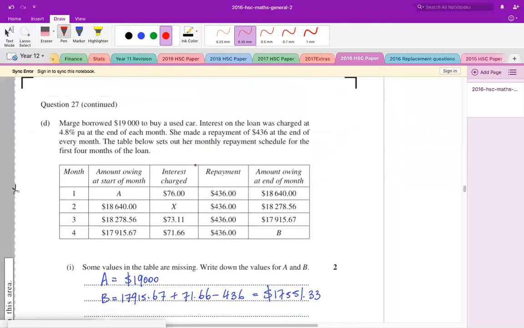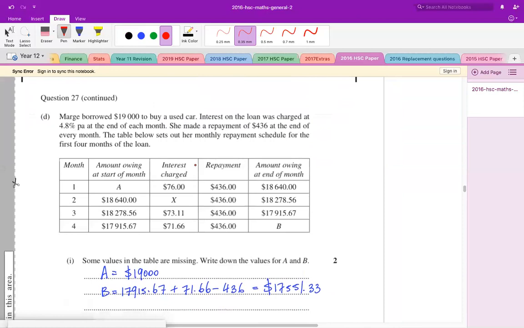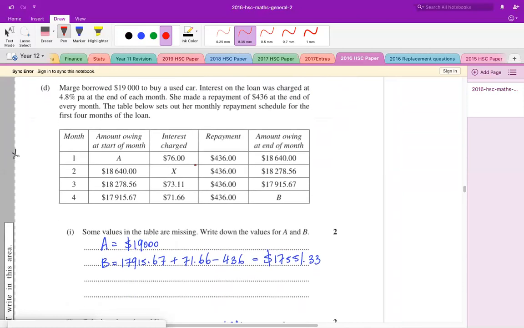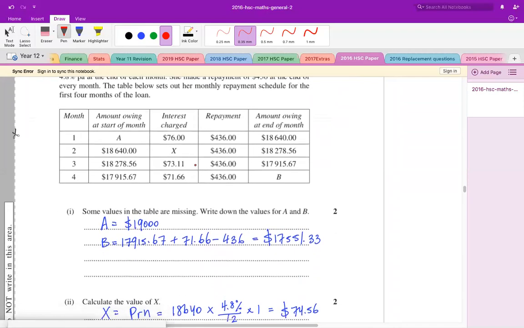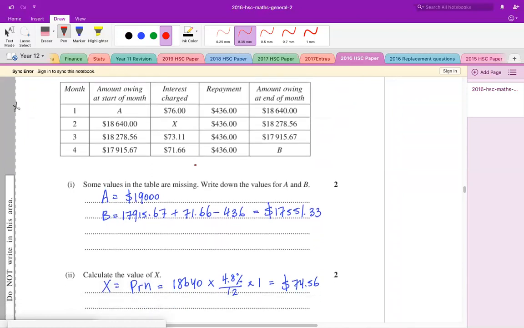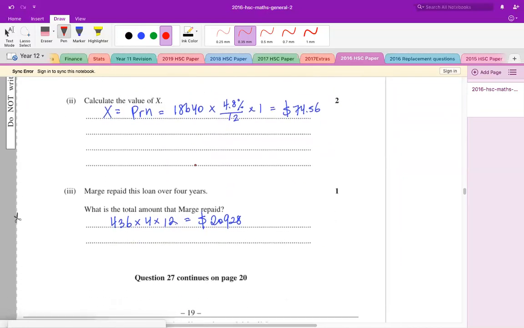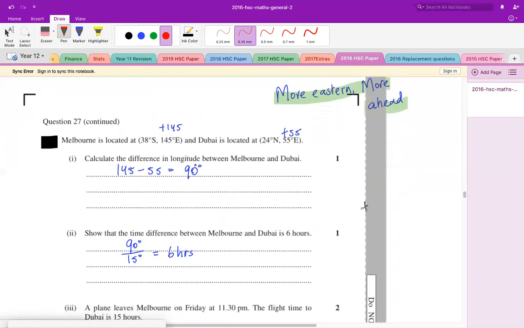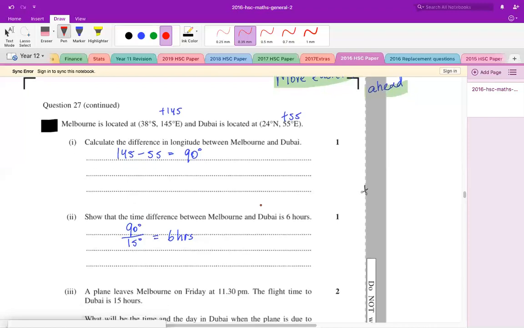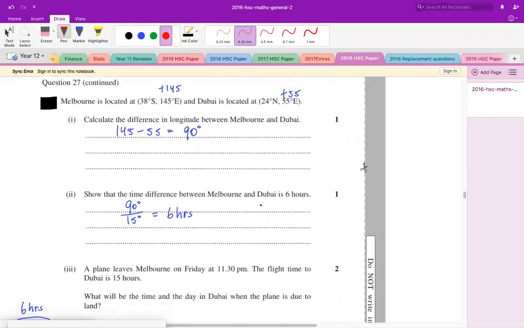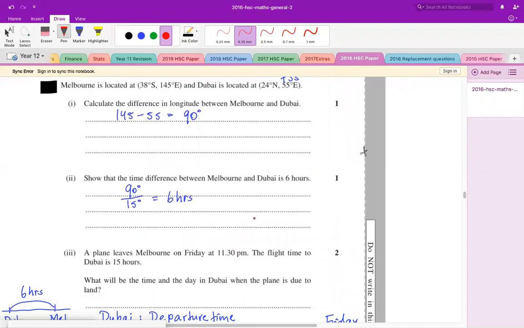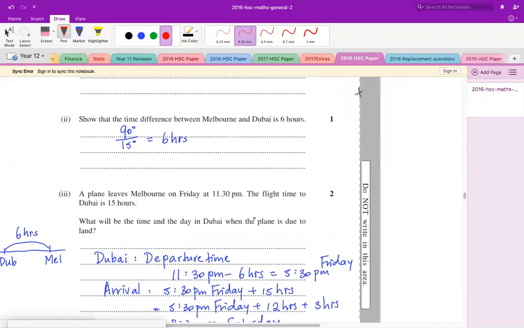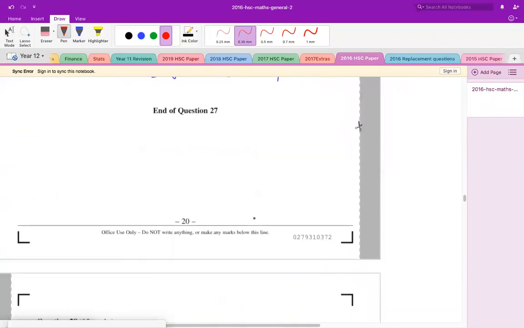Next page. No one asked about this one. Does anyone want to talk about it? No one? All right, moving on. So 27 is crossed out, this one. Is this whole thing crossed out? Yeah. That's very weird.